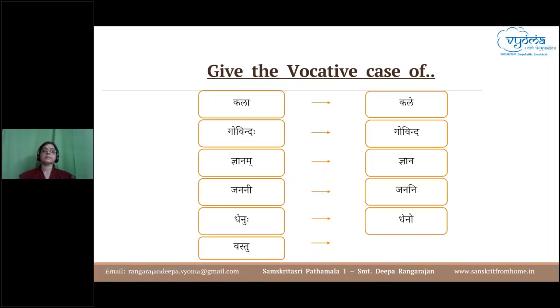Vastu. That is Napumsakalinga. Correct. It will remain as Vastu or Vasto. One of the forms is Vastu, the other is Vasto. Like the Pullinga Shabda Guru becoming Guro, Vastu becomes Vasto. Even the Ukaranta Strilinga Shabda also becomes Dhenu. So that is one form. The other is Vastu itself. So Sambodhana also can be Vastu. Okay. Uttamam Bhagini. Dhanyavadaha. Thank you.